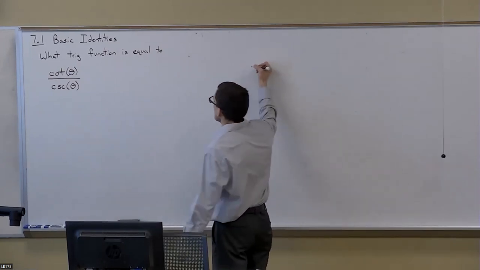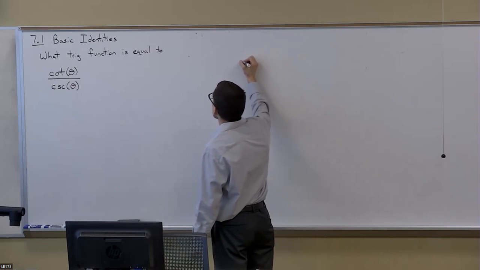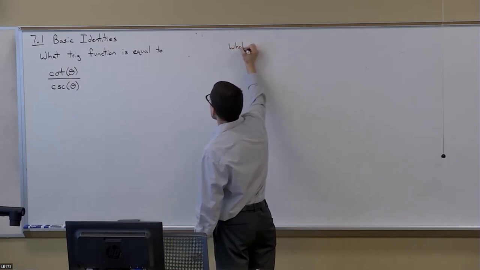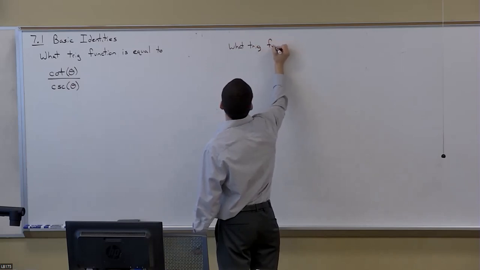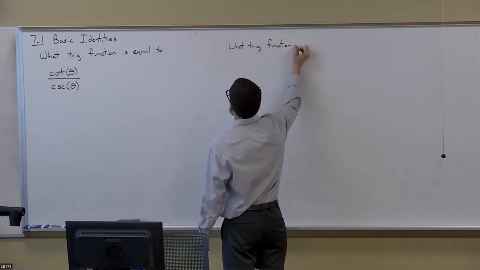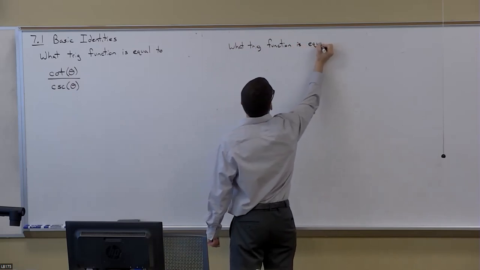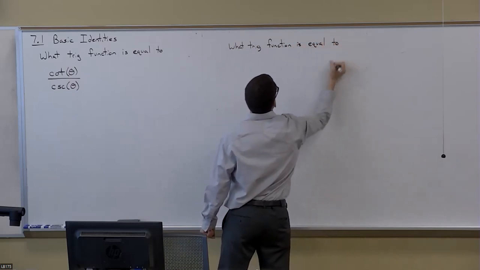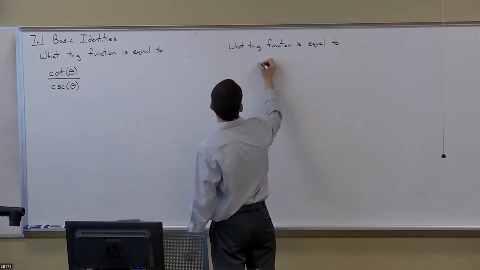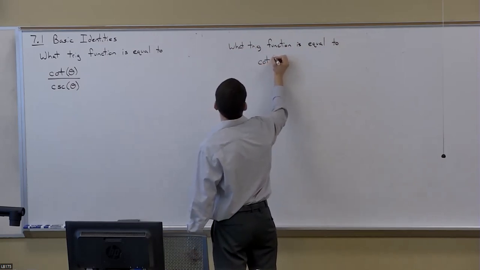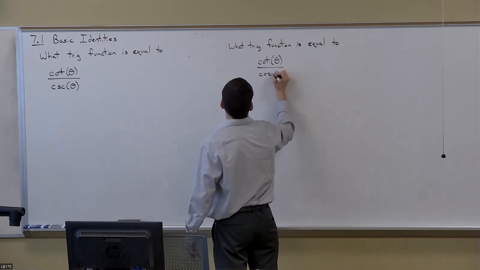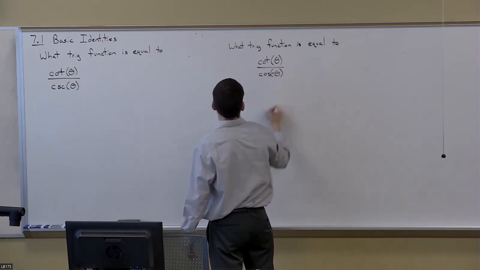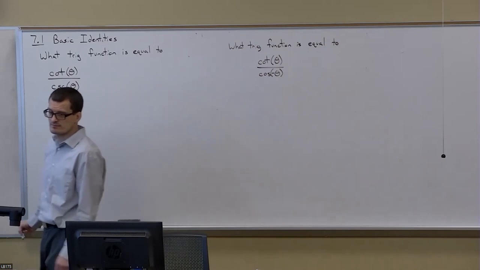And then we'll do another one. Let's do, what trig function is equal to, I'll do cotangent again, but this time I'll divide by cosine. Let's divide by cosine of negative theta, the positive theta.